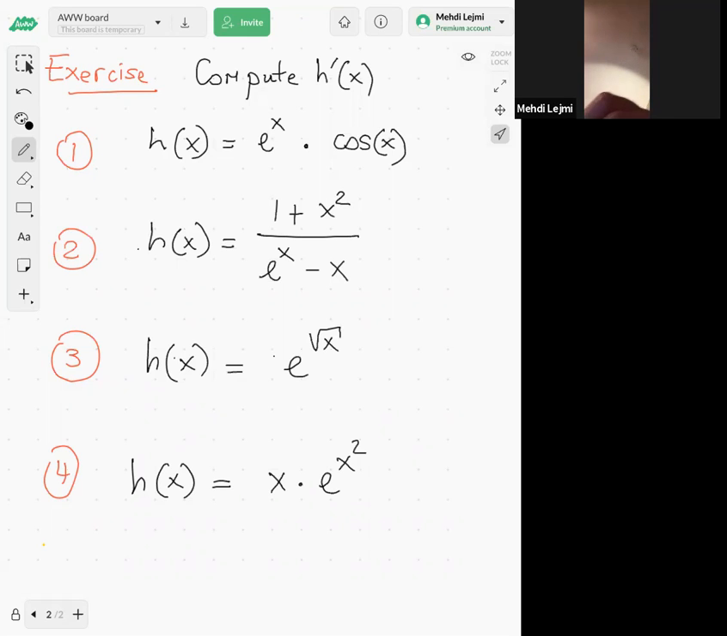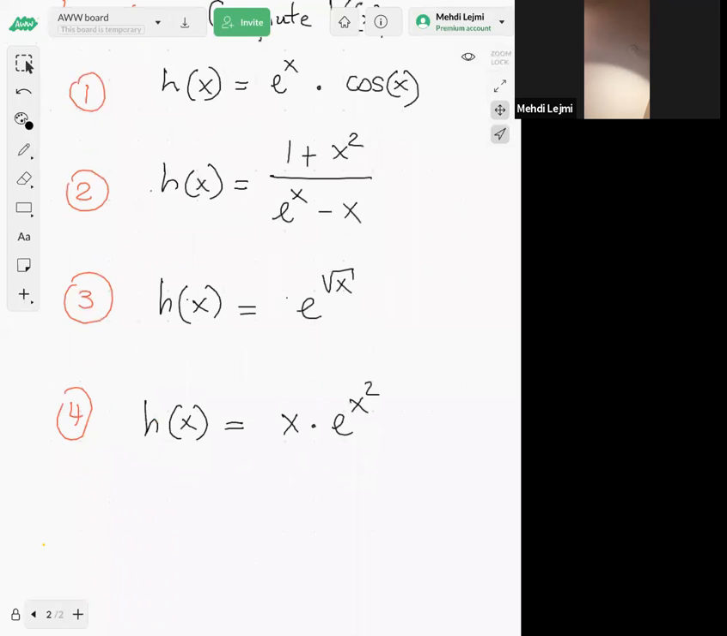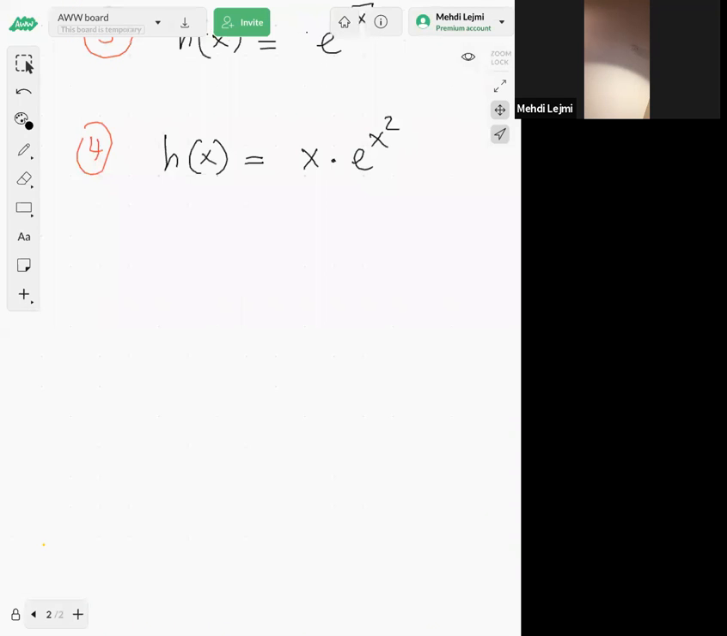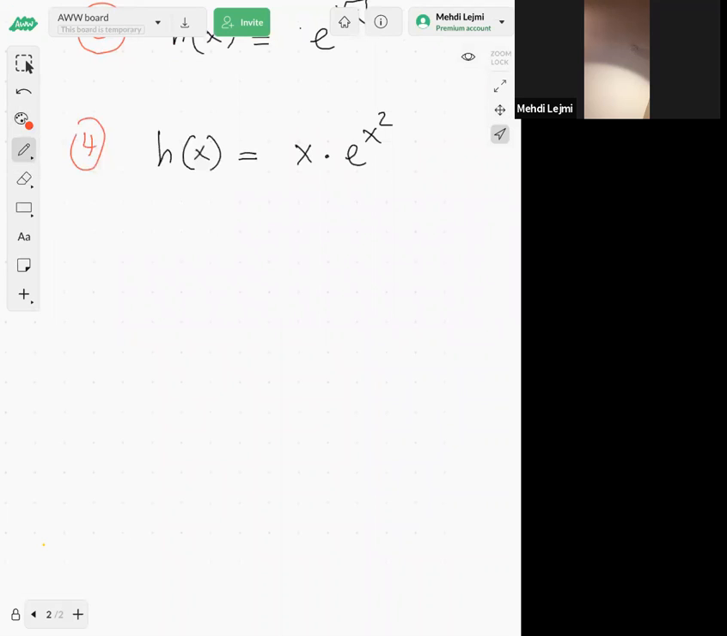All right, so number one, it's h of x equal to e to the x times cosine of x. So this function h is a product, right? It's e to the x times cosine of x, a product of two functions. Because it's a product, we have to apply the product rule.